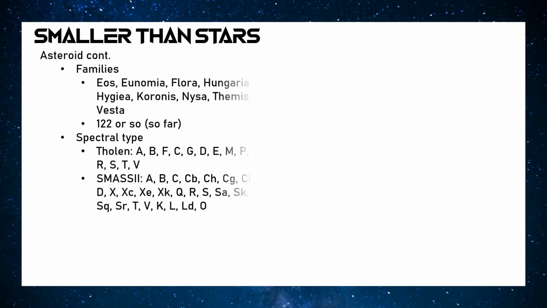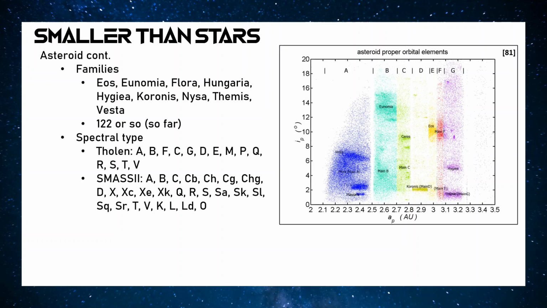More ways to describe asteroids. One way is through families. They share similar orbital elements, like semi-major axis, eccentricity, orbital inclination. So the top families are Eos, Eunomia, Flora, Hungaria, Hygiea, Koronis, Nysa, Themis, and Vesta. But there's like 122 or so far, so a lot of different families.